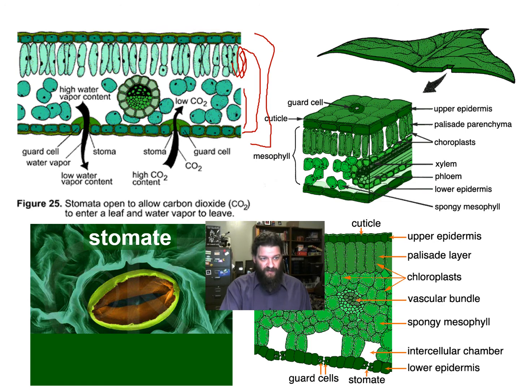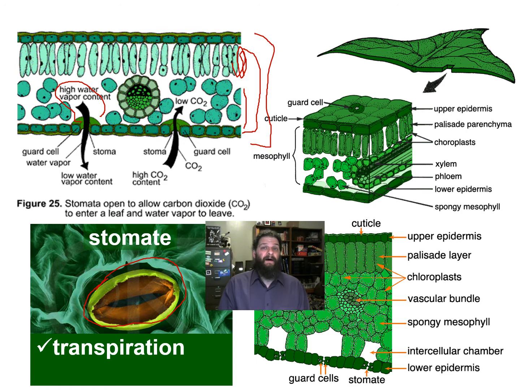Down below this is the spongy mesophyll. Spongy mesophyll is called spongy because there's all of these air spaces. And what that's going to allow is it's going to allow water to evaporate out of the cells into the airspace. And then because of these stomates, it's going to allow that water vapor to make its way into the outside world. And that's going to complete transpiration. That's what's really driving this whole process of pulling water up from the roots up to the leaves.